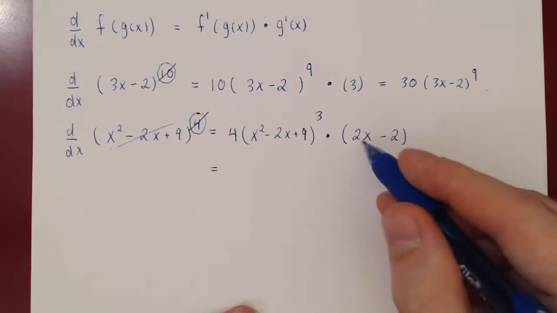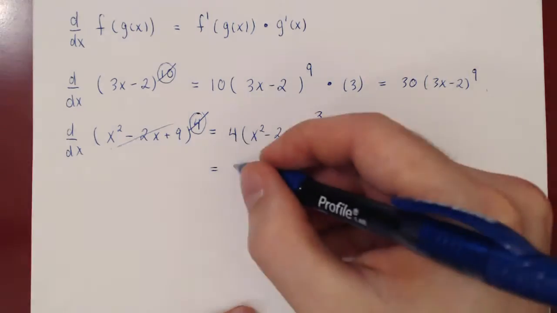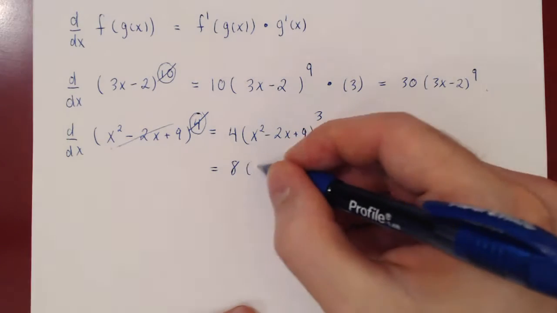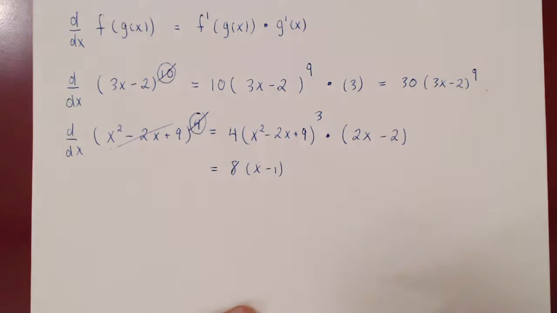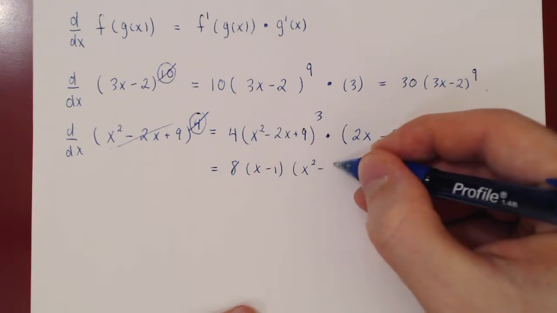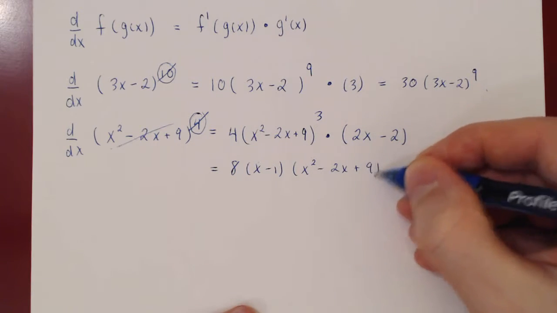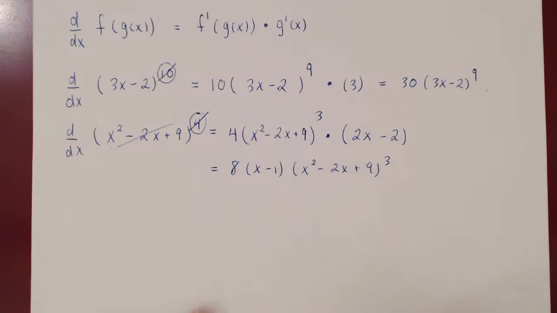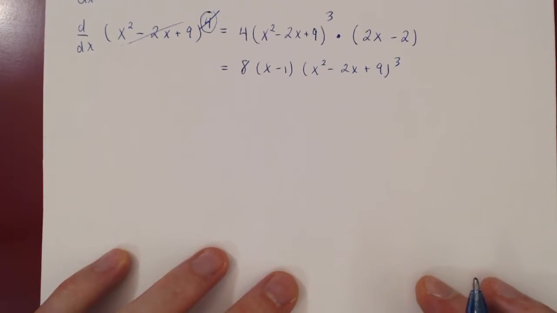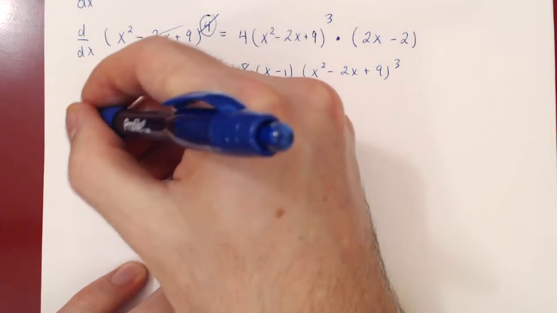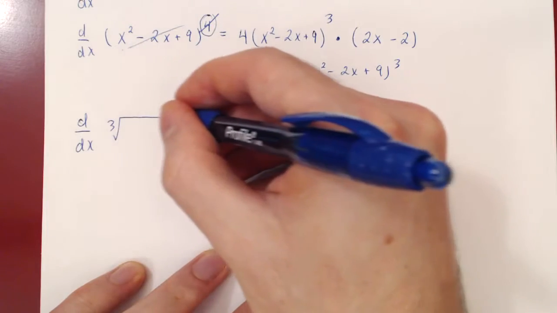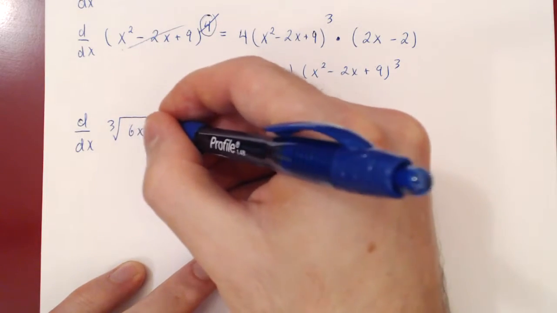Here, we can factor a 2 and have an 8. 2 times 4 is 8. If we factor 2, we're left with x minus 1, so it's 8 times x minus 1 times the cube of our quadratic. So x squared minus 2x plus 9, all cubed. What if we had, say, a cube root? So the derivative of the cube root of 6x plus 1.